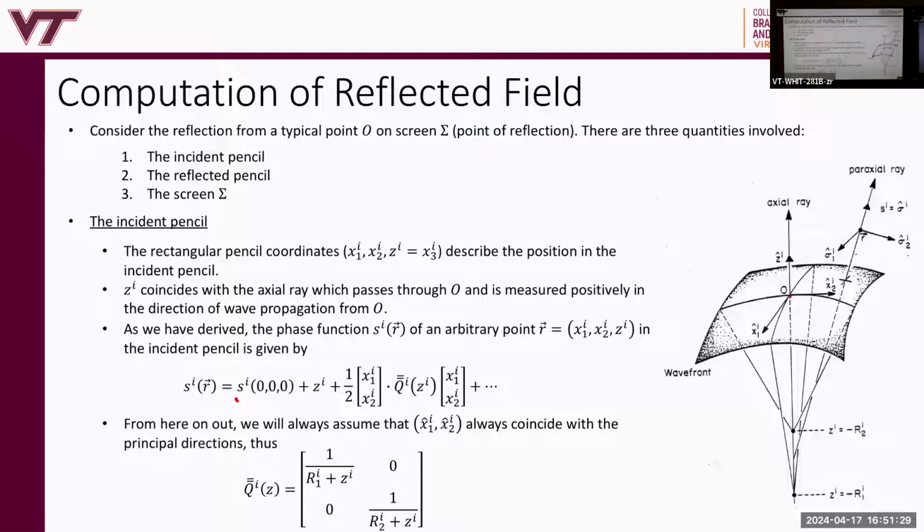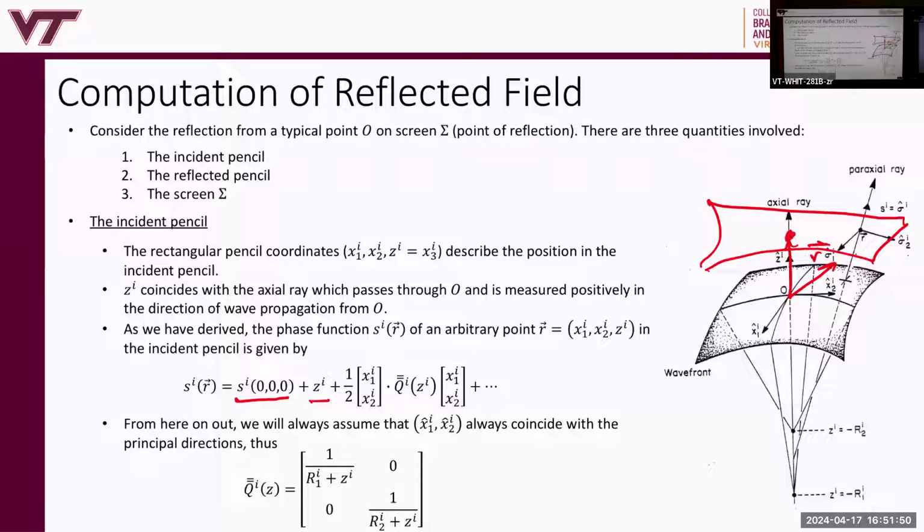This position vector R, right? So this part is the phase of the reference point that brings you to the origin. Then you have Z incident, the length along the axial ray, right? Then you have the correction. So we're talking about maybe some phase along this surface.